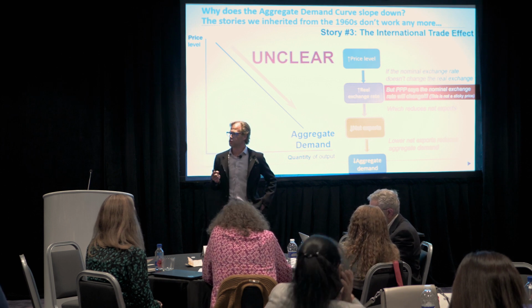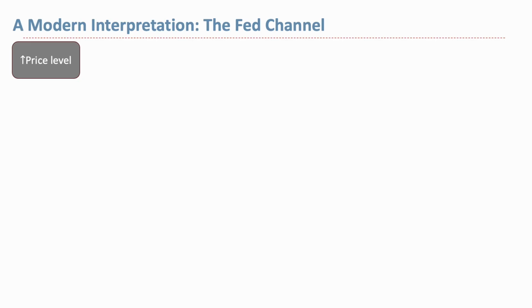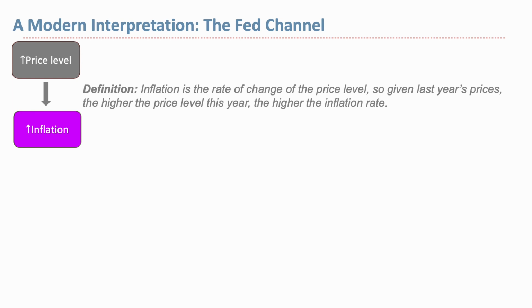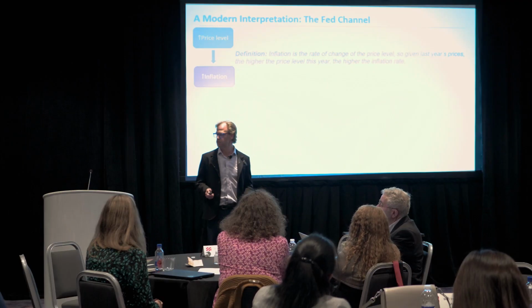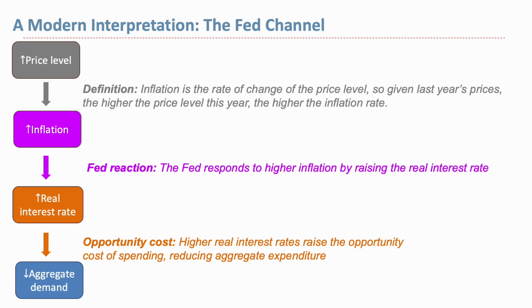Question is, can we tell our students the truth and still have an aggregate demand curve that's downward sloping? And the answer is yes, we can. So a modern interpretation is to say, when the price level rises, now I'm going to use that most important of economic ideas, a definition: if this year's price level is higher and last year's price level was set in stone, then we know this year's inflation rate is higher. We have an inflation targeting central bank, so if this year's inflation rate is higher, the central bank will raise the real interest rate. Because it raises the real interest rate, people spend less and aggregate demand declines.